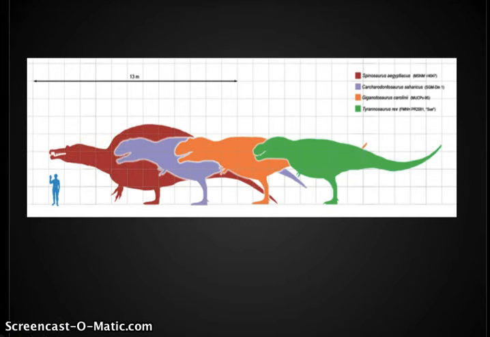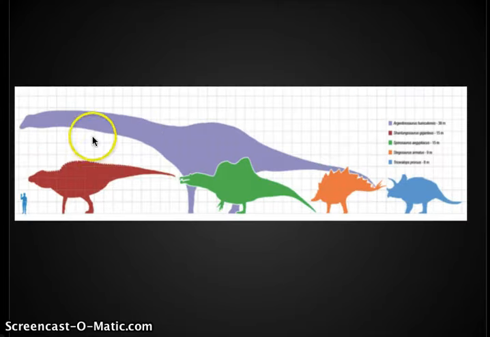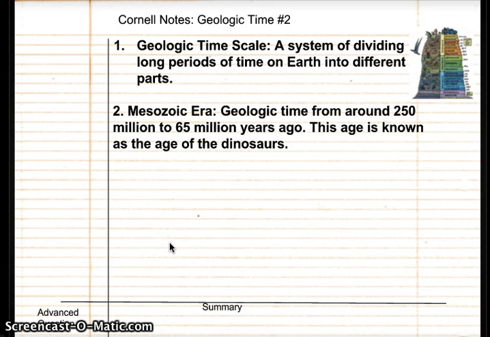But actually, it wasn't the meat eaters that were the biggest ones. It was the plant eaters, like this Argentinosaurus. This dinosaur was probably the biggest of all, although that's not for sure, but current scientific finds think that that is the biggest dinosaur for now. So for number 2, write Mesozoic era. That's the geologic time from around 250 million to 65 million years ago. This is known as the age of reptiles or the age of dinosaurs. Go ahead and write that one and then make up your question.